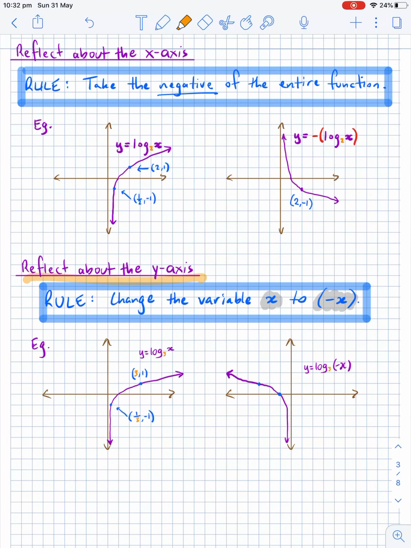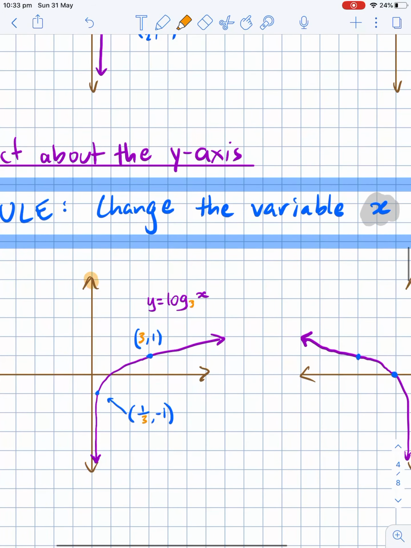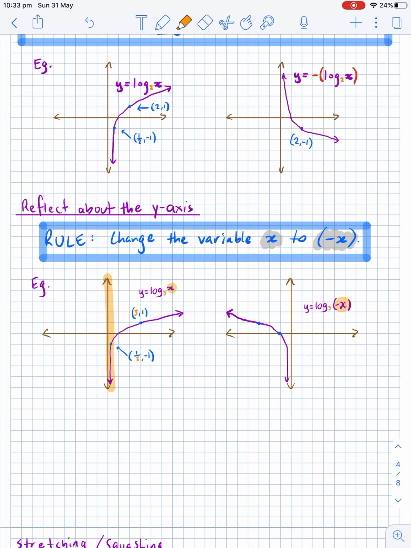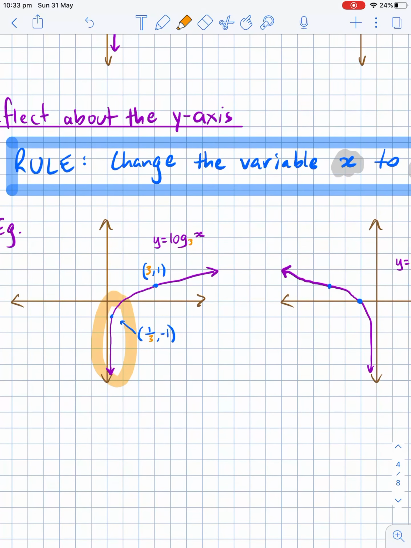The next one is to reflect about the y-axis. The rule is to change the variable x to negative x. So for example, if I want to reflect this about this axis here, I'll change this x to its negative version, negative x. And you can see that when I do that, this part here literally just gets swapped over to this side, as you can see. And same thing with this, it just goes straight over here. So it looks like that.